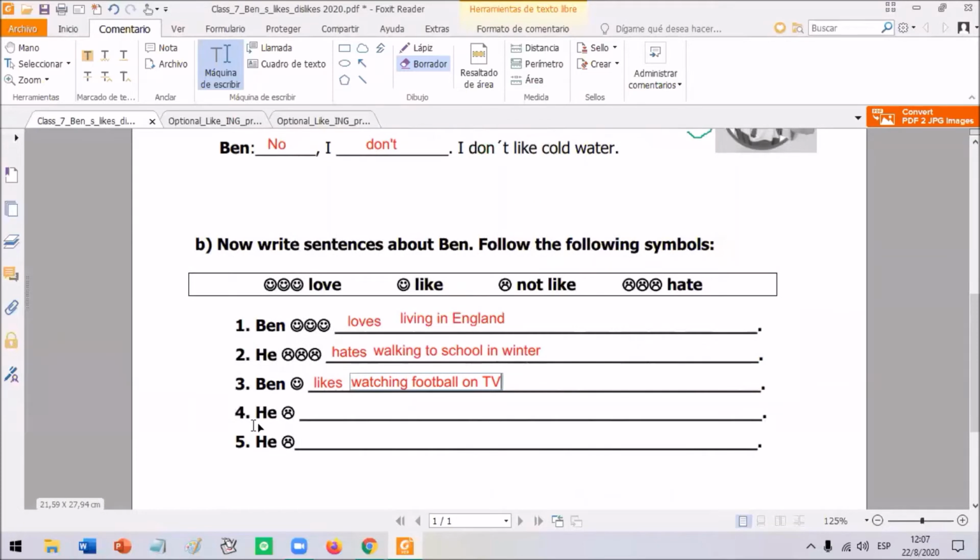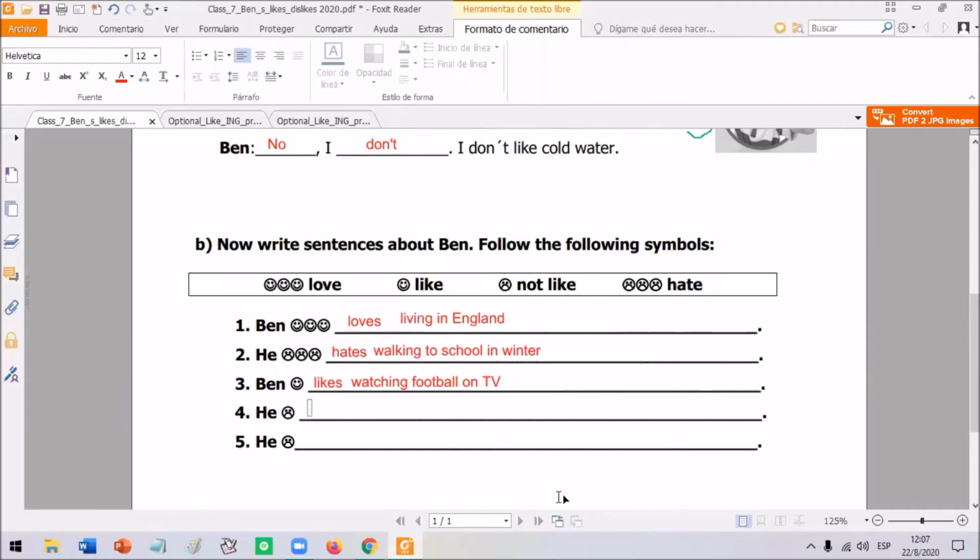Let's take a look at the next. He, okay, one sad face. Here says not like. So it's like in the negative form. But I cannot say not like here. No, it doesn't make any sense, okay? Y algunos quizás de ustedes están pensando, okay, le agrego la S porque hablo de él, not likes. No, trata de hacer un poco de memoria, ¿sí?